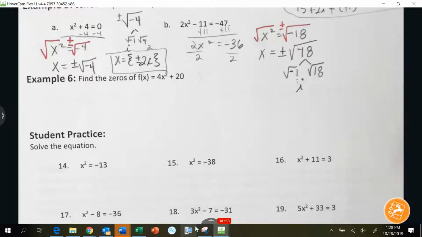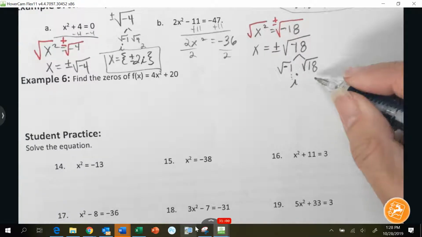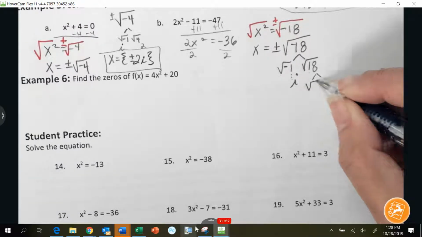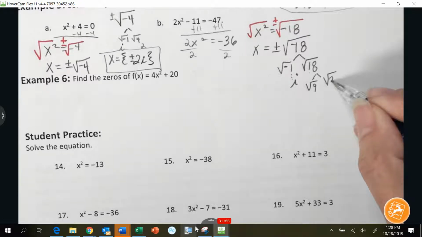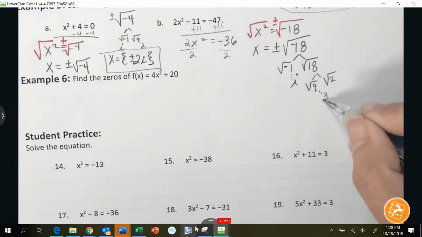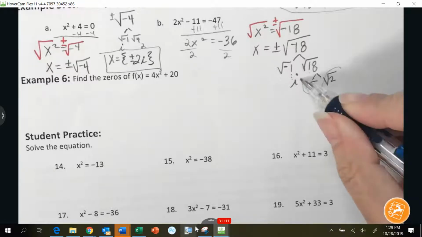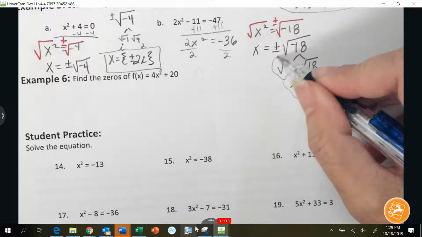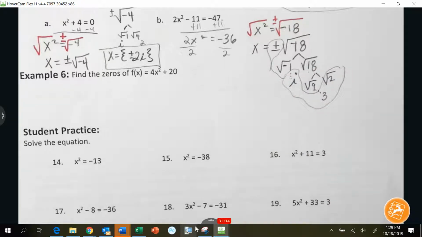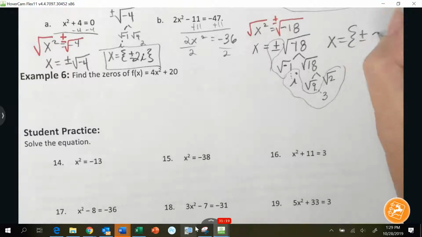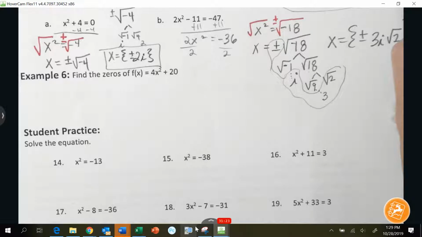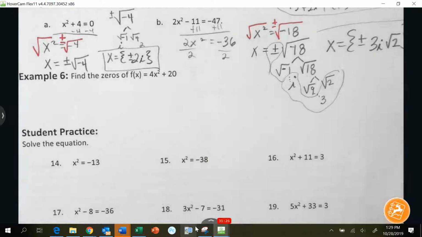Do you hear what Martin's saying? 9 and 2. 18 breaks down further, but it has to be a perfect square that goes into 18. So the 9 becomes a 3, the square root of 2 stays. So I'm connecting all of this stuff with the plus or minus. So x equals plus or minus 3i square root of 2. Yes. Was that you, Rachel?